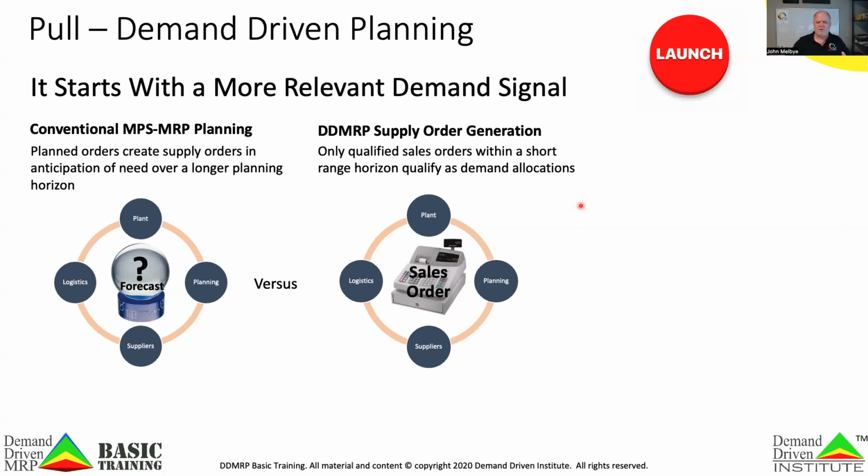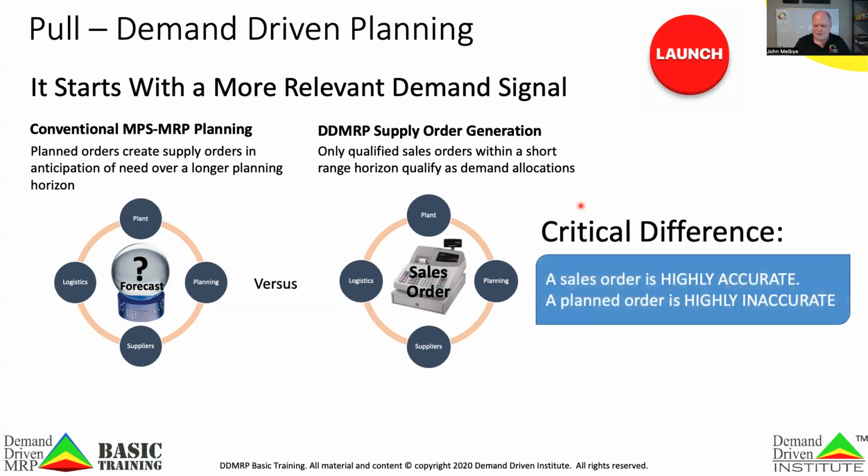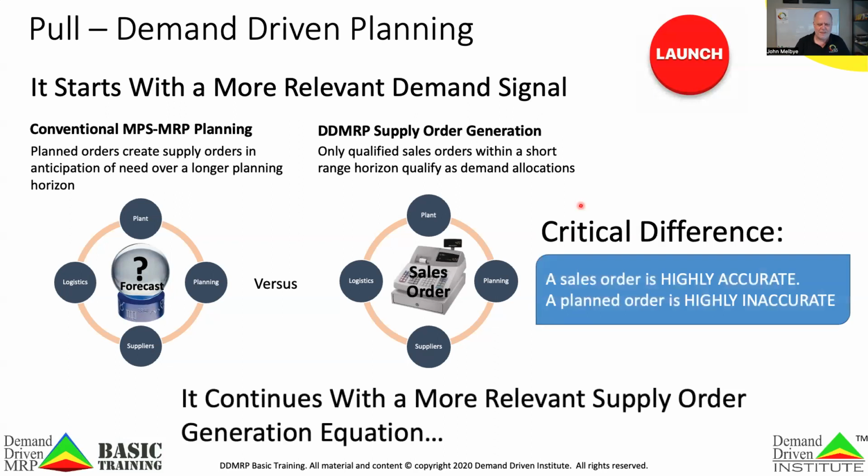if we're looking forward beyond the point where we have demand, where we have qualified sales orders. So we can use forecasts when we're looking forward, but we're not trying to tie the exact precise forecasted number, which we know isn't going to be the right number anyway, to our actual order placement or resource scheduling that's happening today. Because the sales order is highly accurate, the planned order is highly inaccurate.